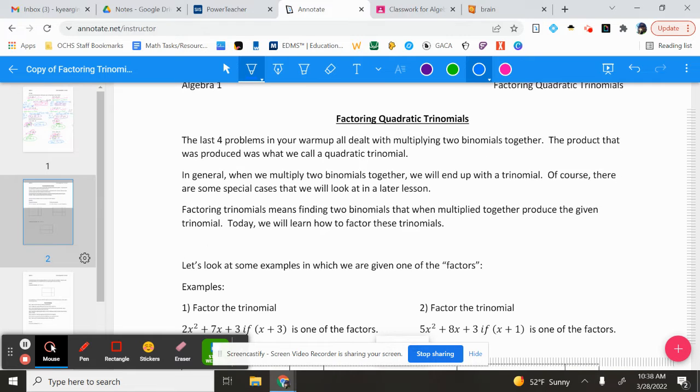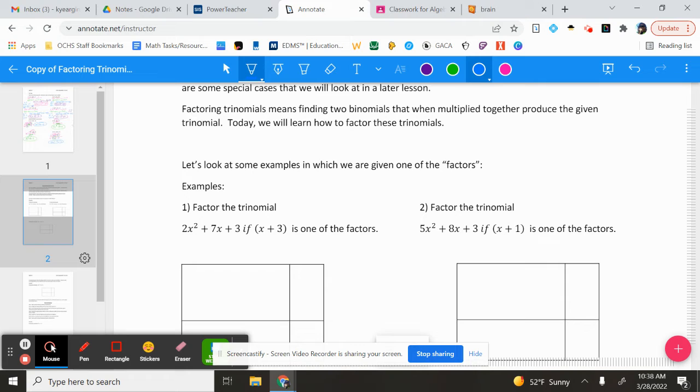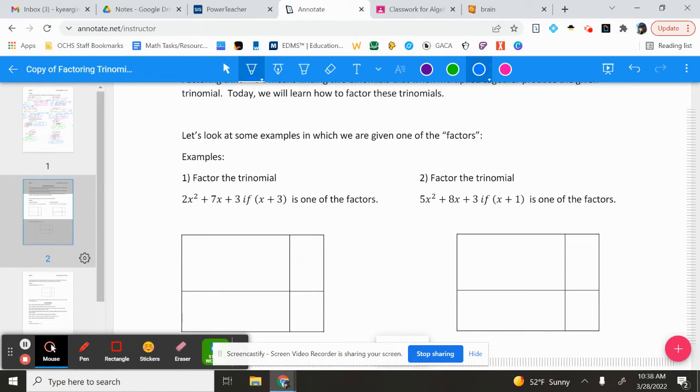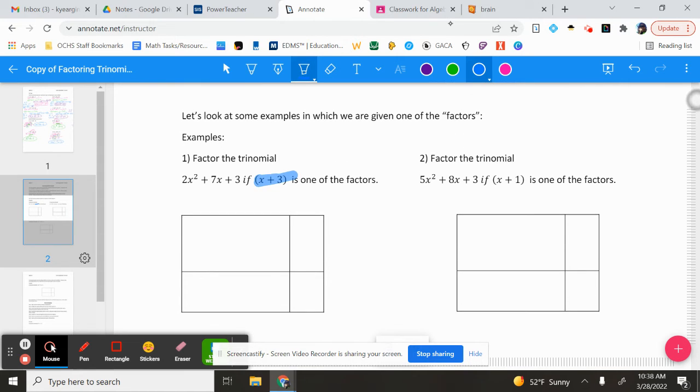So let's start by looking at a polynomial of 2x squared plus 7x plus 3. And they're going to tell me that one of my factors is actually x plus 3. So what our goal is here is to work backwards from what we just did using our box method. So if I know that one of my factors is x plus 3, I'm going to go ahead and plug that in. I also know that my a value is 2x squared, and I know that my c value is 3.